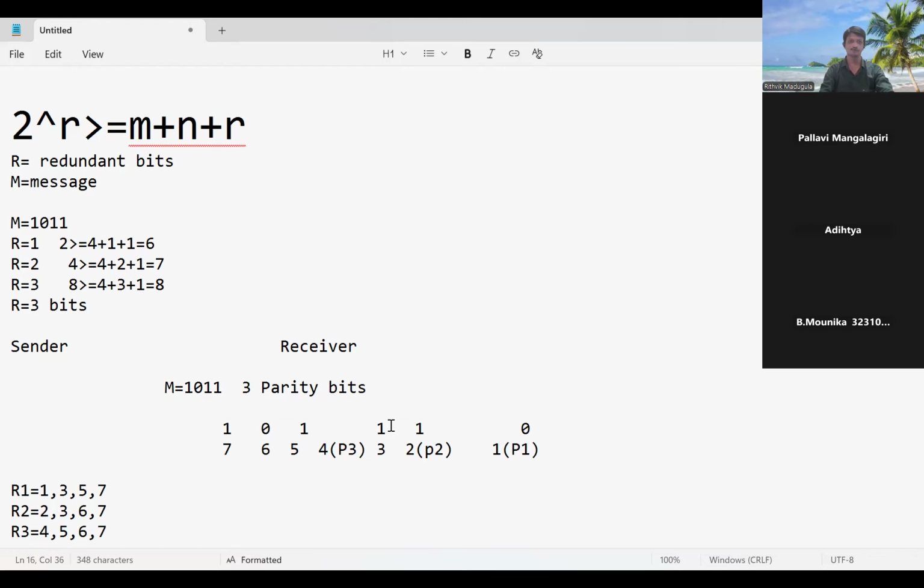So P4, what do I need to do? I need to go ahead with 4, 5, 6, 7. So 5, 6, 7, 1, 0, 1. So I have an even number of bits. So I am going to replace it with 0.